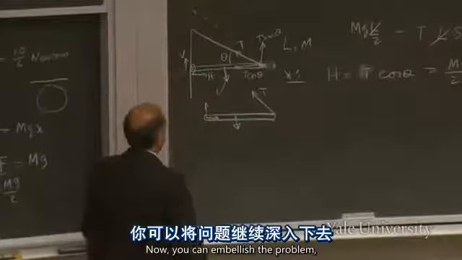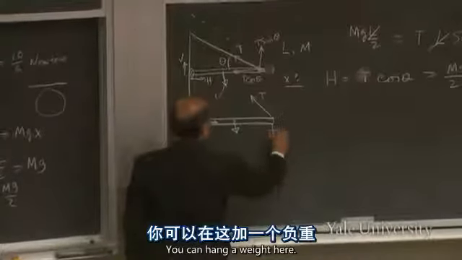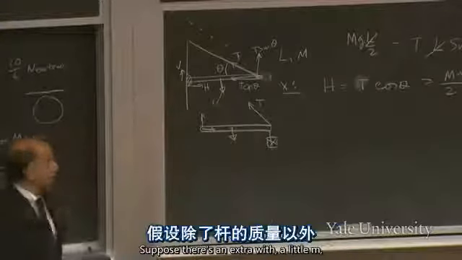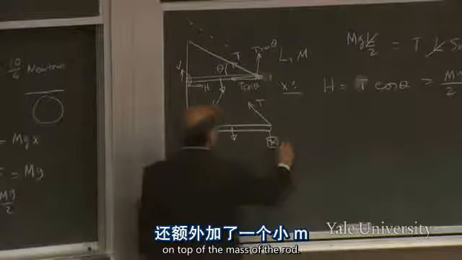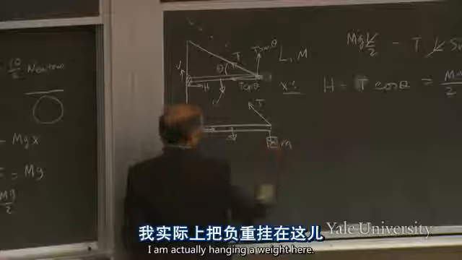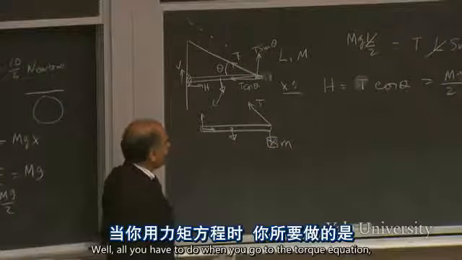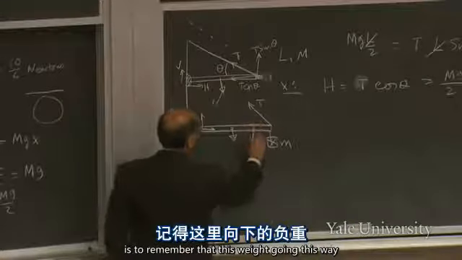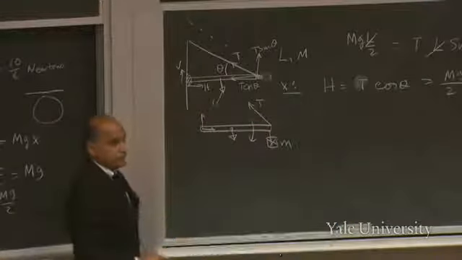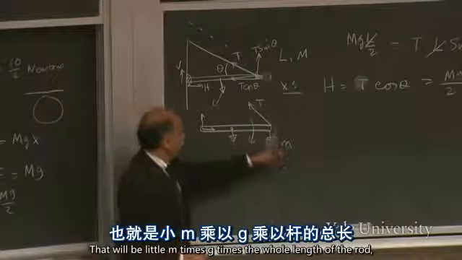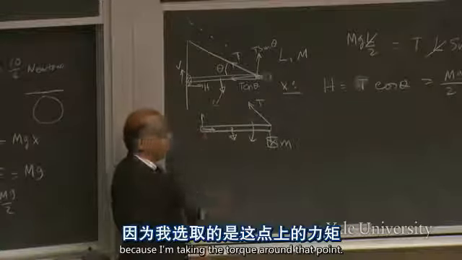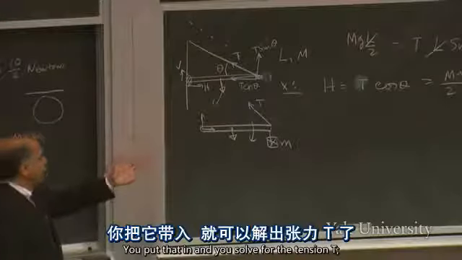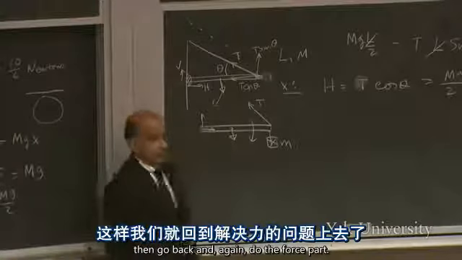Now you can embellish the problem. I don't want to do that. You can hang a weight here. I don't think that should cause a new problem. Suppose there's an extra weight, a little m, on top of the mass of the rod. I'm actually hanging a weight here. All you have to do when you go to the torque equation is remember that this weight going this way will provide an extra torque. That'll be little m times g times the whole length of the rod, because I'm taking the torque around that point. You put that in, you solve for the tension T, then go back and again do the force part.